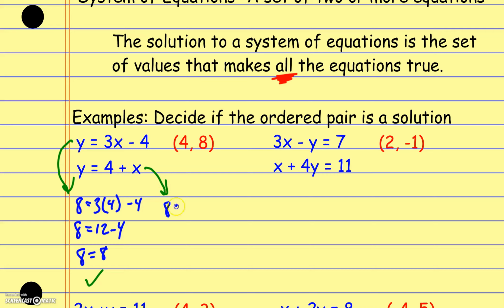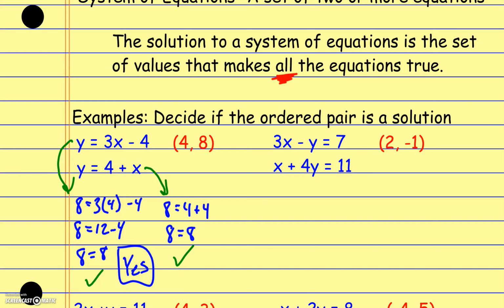So I plug the 8 in for y, and I plug the 4 in for x. And when I do that, I end up with 8 equals 8 again, which is a true statement. So now I can see that ordered pair worked for the first equation and the second equation. So this one is a solution to the system. So I'm going to say yes, this one is.